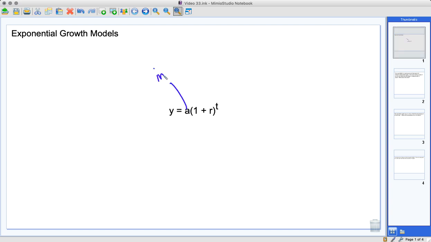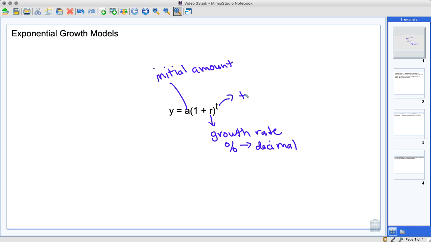A stands for the initial amount, so whatever you start with, whether that's money or population. R stands for rate. Since we're talking about exponential growth this time, it's going to be a growth rate. Usually this is given to you as a percentage. You have to change it to a decimal before you plug it into your problem. And then T stands for time.